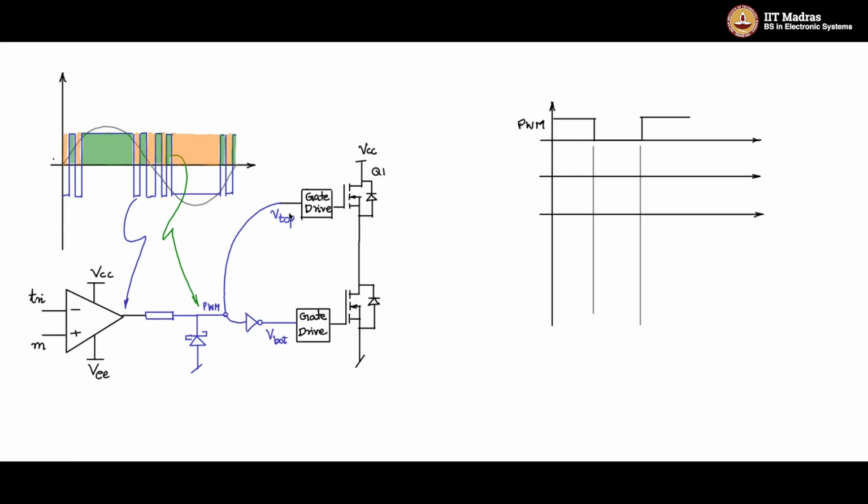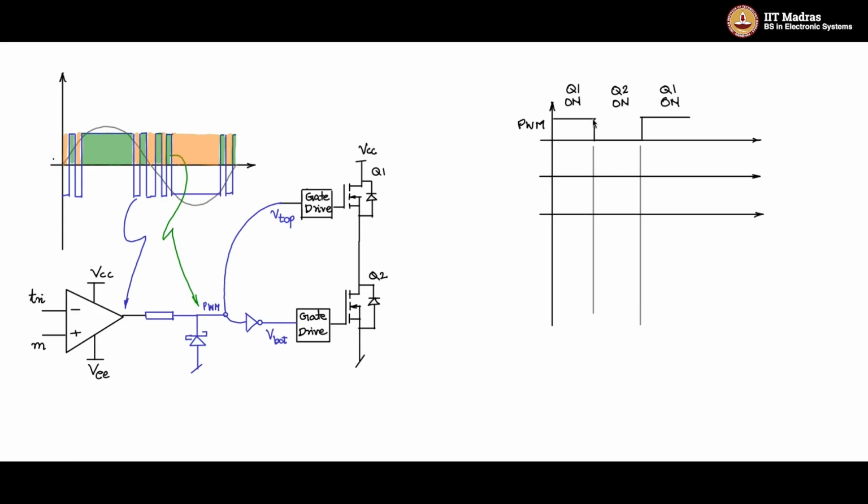Now let me talk of V top and V bottom. We say this is Q1, Q2. During this time, Q1 is supposed to be on. During this time, Q1 is supposed to be off and Q2 is supposed to be on. And during this time, Q2 is off and Q1 is again on. Keep that in mind for these two, top and bottom.